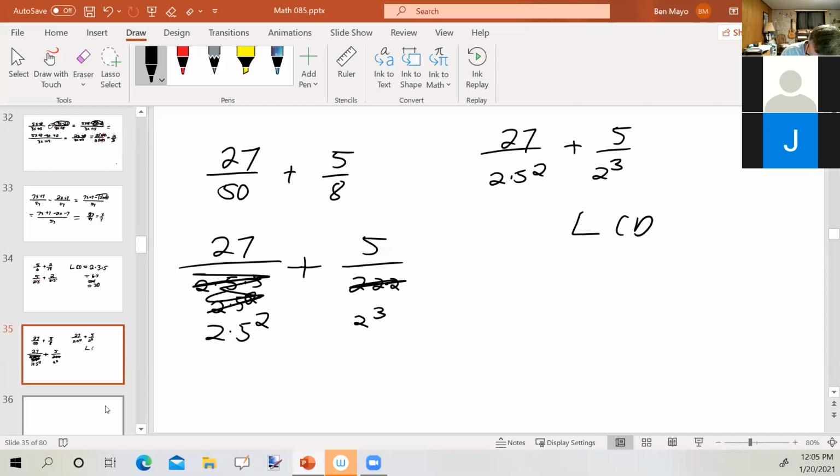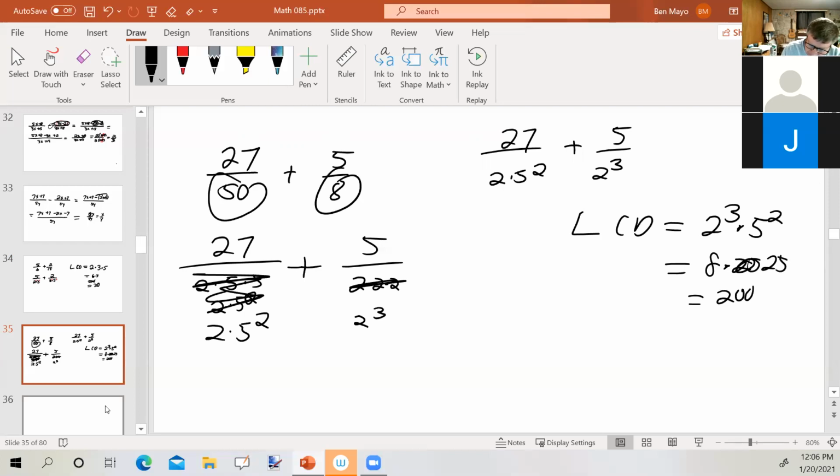So my least common denominator is going to be the highest power of 2, which is 2 cubed. I don't take the 2 and the 2 cubed and put them together and make 2 to the 4th. I just take the one that's the highest power times the highest power of 5. So I get what? 8 times 25, which is 200. So the least common denominator of 50 and 8 is 200. Okay. All right. So that's a quick review of that. If you need more, come see me during my office hour or text or email me.